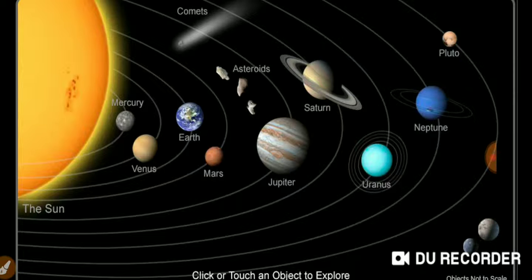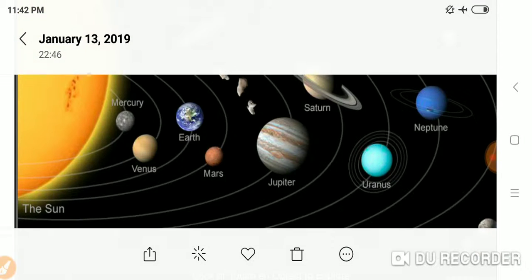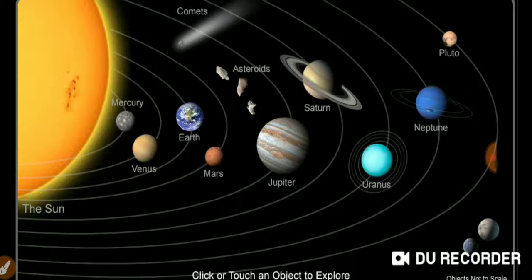And the Earth is closest to the sun on 3rd Jan, that is approximately 14.7 crore kilometers, and it's farthest from the sun on 4th of July. So closest on 3rd Jan and farthest is 4th July.